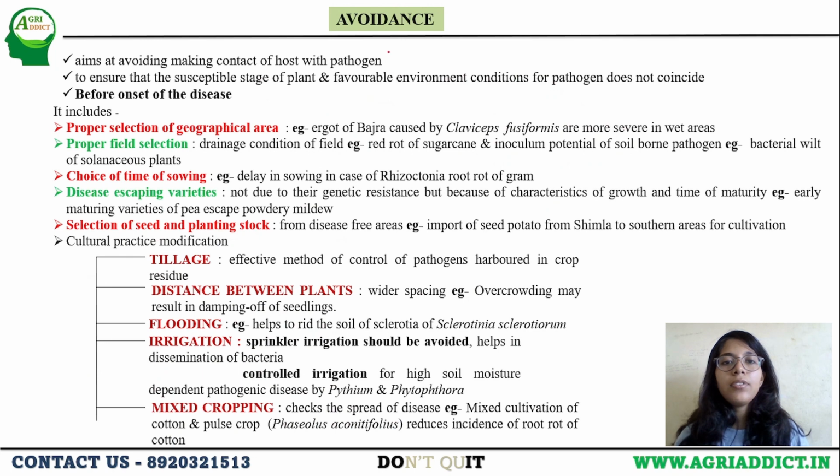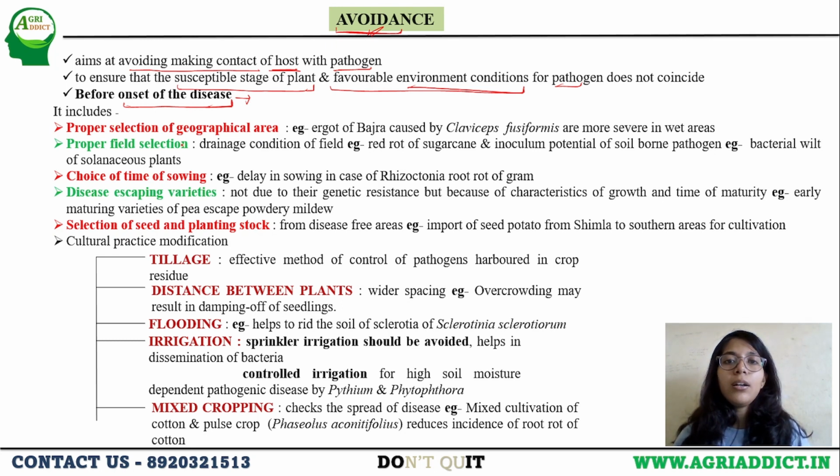So, firstly, it comes avoidance. From the word avoidance, we can have an idea that we need to avoid making contact between the host and the pathogen, and it ensures that the susceptible stage of the plant and the favorable environment conditions for the proliferation of pathogen do not coincide. This avoidance principle is adopted before the onset of the disease, that is, it is prophylactic in nature.